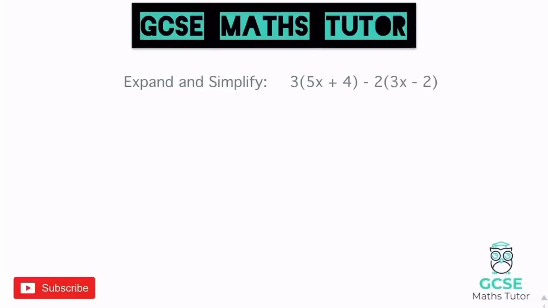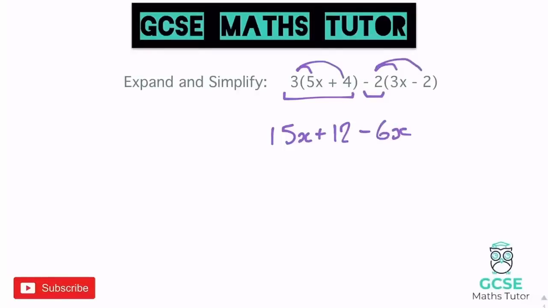Expanding and simplifying two brackets, so we'll expand these separately. So let's have a look at the first one. So 3 times 5 is 15, and 3 times 4 is 12. So we have 15x plus 12. On to the next one. Got to be careful with this one because it's saying take away, which means this is a negative 2 at the start of the bracket. So we're going to times both these pieces by negative 2. So negative 2 times 3x is negative 6x. And negative 2 times negative 2 gives us positive or plus 4.